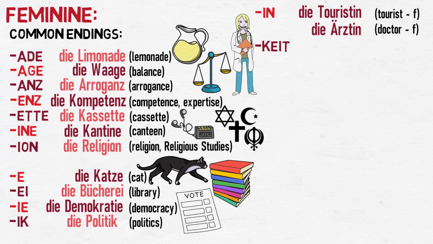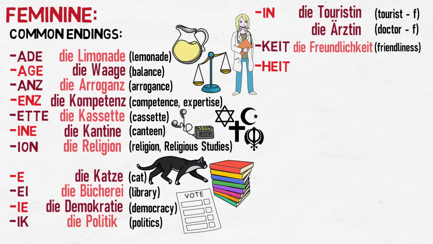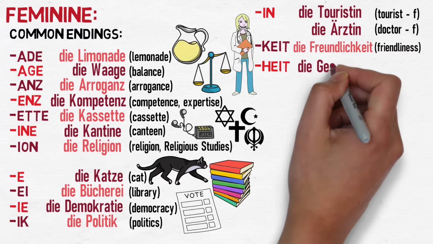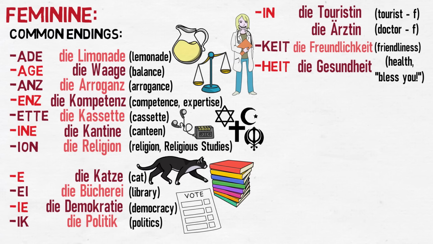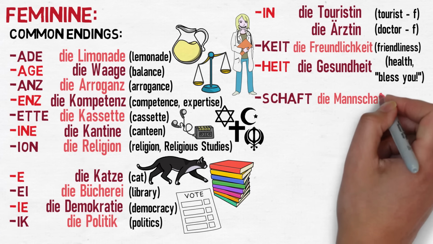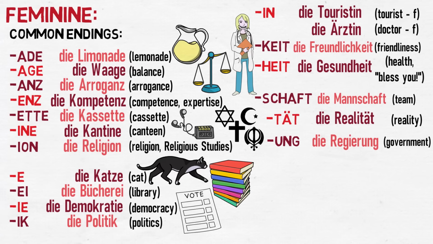Keit, for example, die Freundlichkeit, friendliness. Heit, for example, die Gesundheit, which means health, and is also the German word for bless you when someone sneezes. Schaft, for example, die Mannschaft, meaning team. Tät, T-A-Umlaut T, for example, die Realität, reality. And Ung, U-N-G, for example, die Regierung, meaning government, or die Übung, meaning exercise.